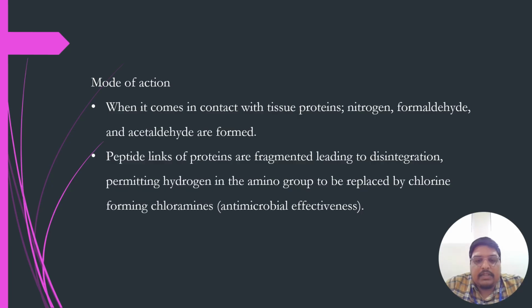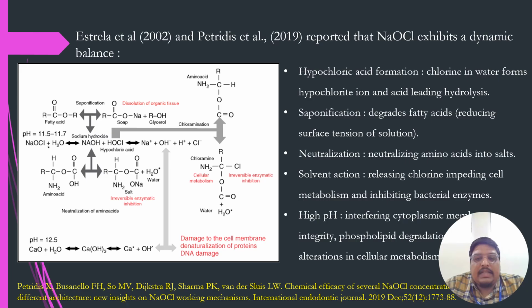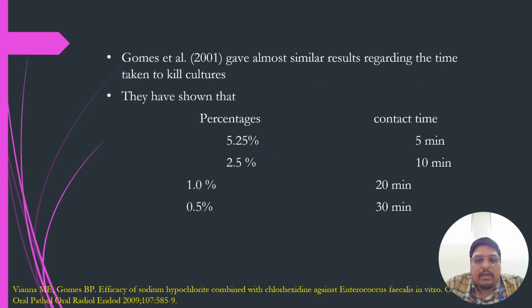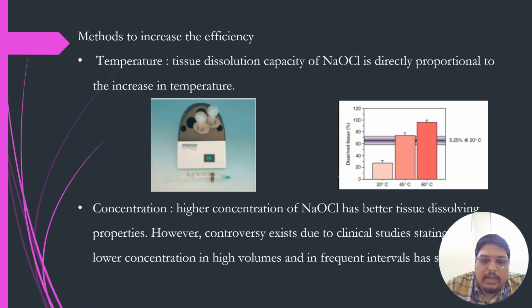Mode of action: when it comes in contact with tissue protein, nitrogen, formaldehyde, and acetaldehyde form peptide links of proteins or fragments during disintegration, and hydrogen in the amino group is replaced by chlorine, forming chloramine. Hypochlorous acid formation is the basis of its action. The tissue dissolving action of NaOCl is estimated to be 20 minutes to 2 hours. Grossman et al. and Holmes et al. also assessed percentages: 5.25% for 5 minutes, 2.5% for 10 minutes, 1% for 20 minutes, 0.5% for 30 minutes.